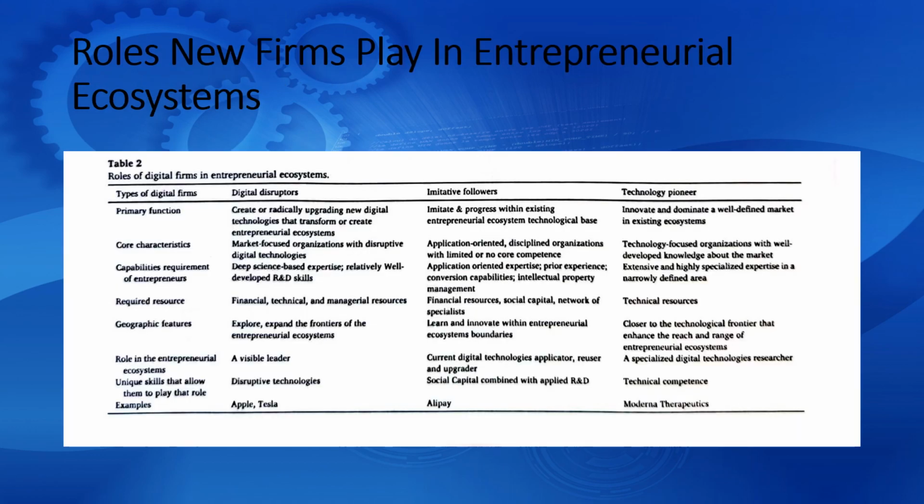Roles new firms play in entrepreneurial ecosystems. These roles are categorized into three: digital disruptors, imitator followers, and technology pioneers. The different roles have their primary functions, their core characteristics, their geographic features, and different examples. Our application company in Canada, Edify Technology, is in the imitative followers.